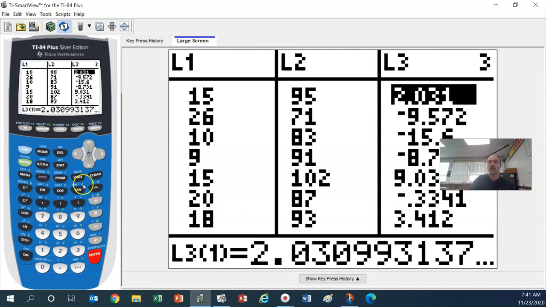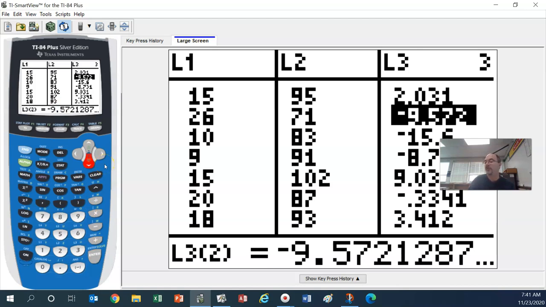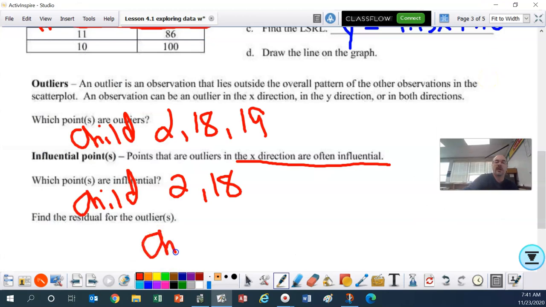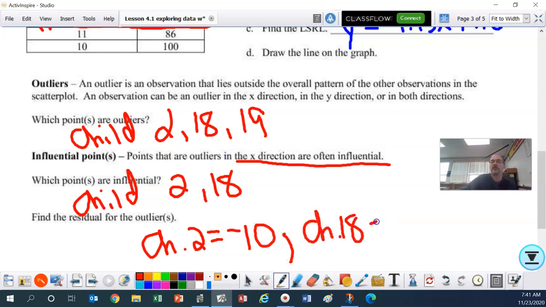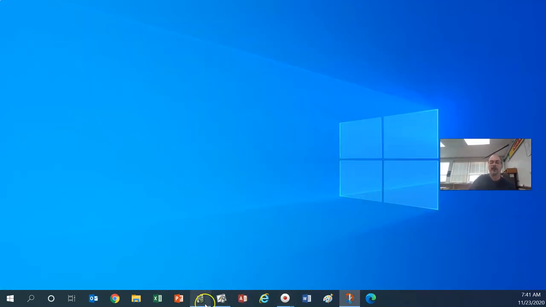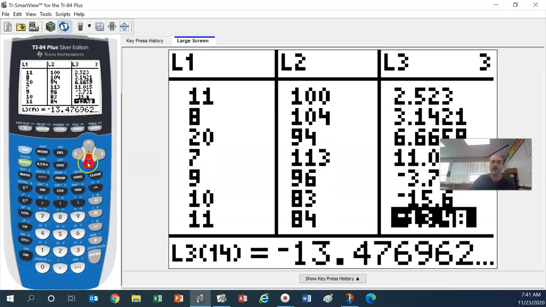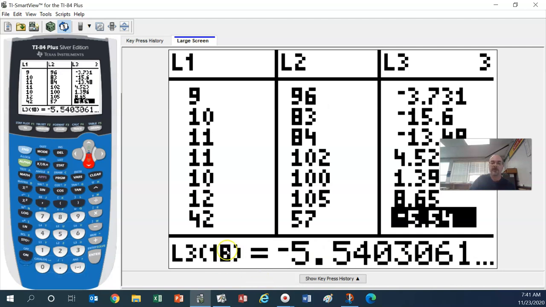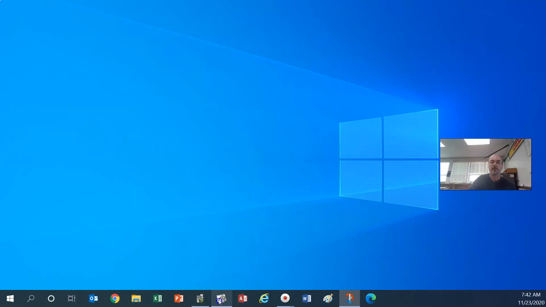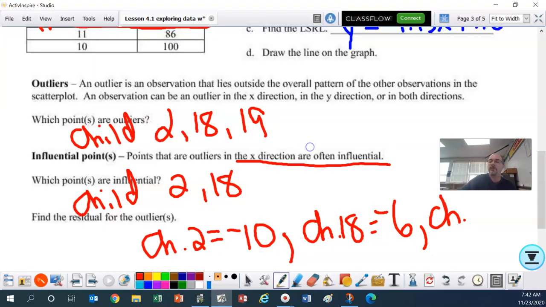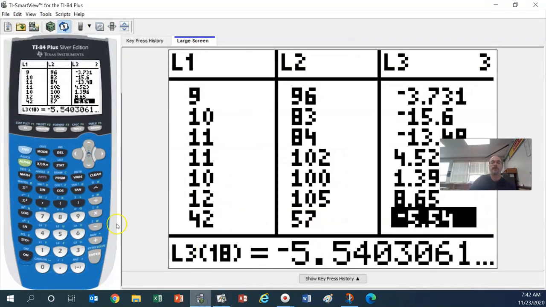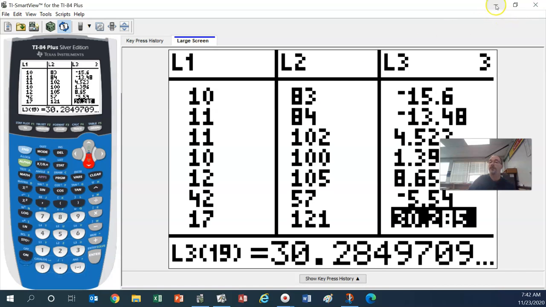And then hit enter. So child number 2 has a residual of, I'm going to round it to the nearest whole number, negative 10. So child 2 has a residual of negative 10. All right, now let's do child 18. I'm going to have to scroll down to 18. If you look in the bottom left-hand corner of your calculator, you can tell when you get to 18. There it is. So that child has a residual of, let's just round it, negative 6. And child number 19, the one right underneath it, has a residual of, whoa, positive 30.